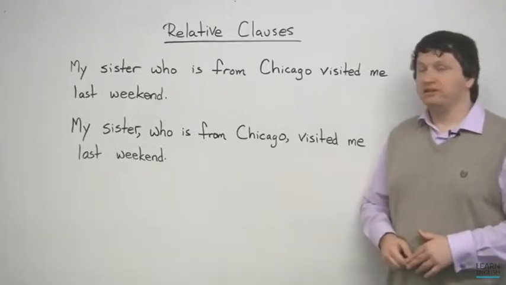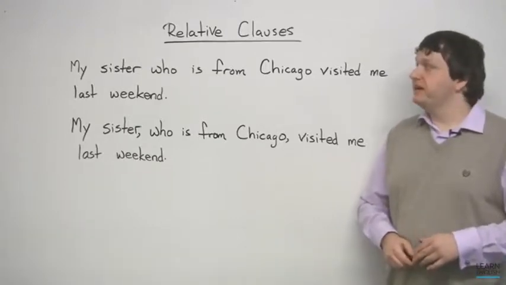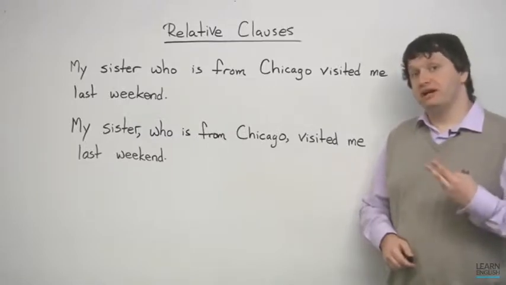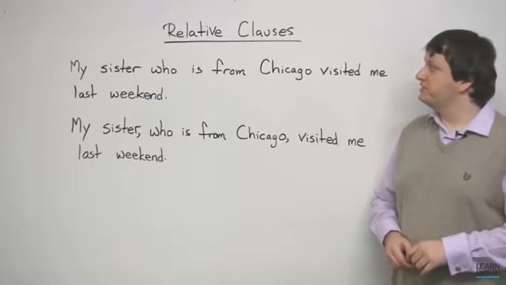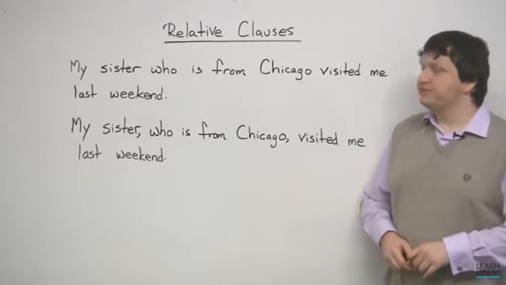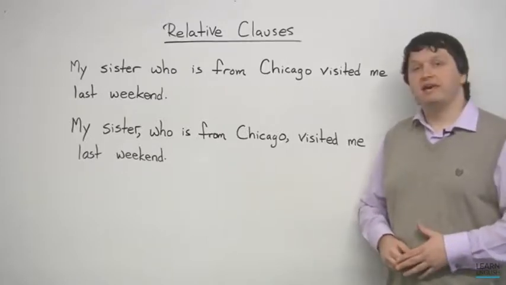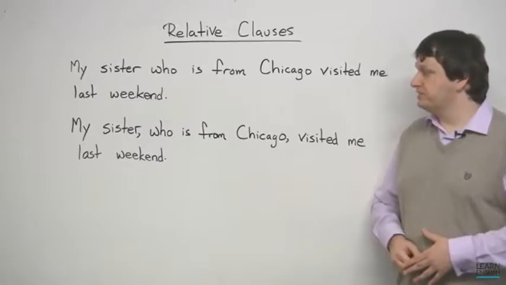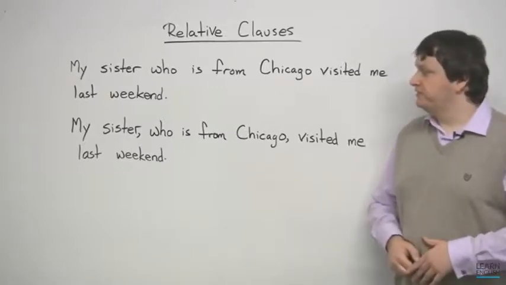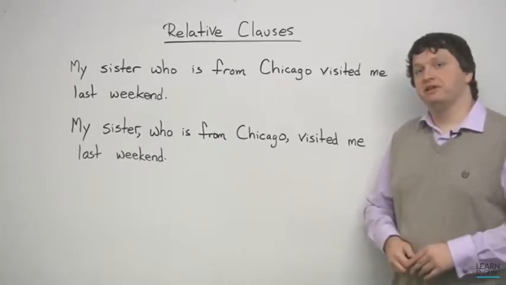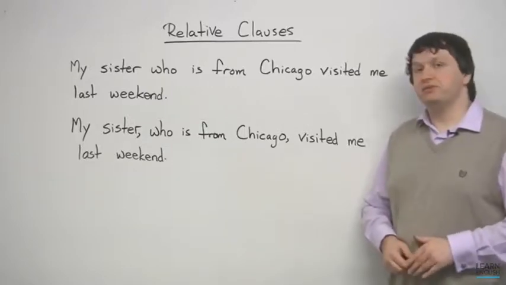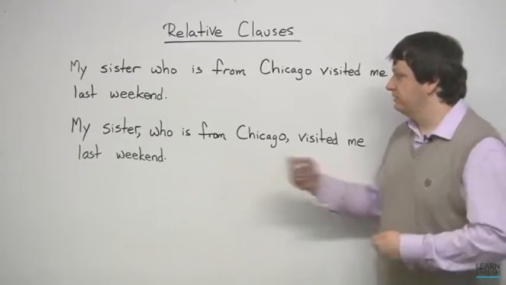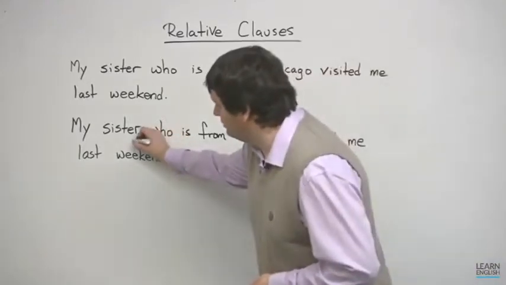Now, on the board, we have two sentences, and these are the two kinds of relative clauses. The first example says, my sister who is from Chicago visited me last weekend. And the second one says, my sister, who is from Chicago, visited me last weekend. You see that the only difference between these two sentences is the comma, right?